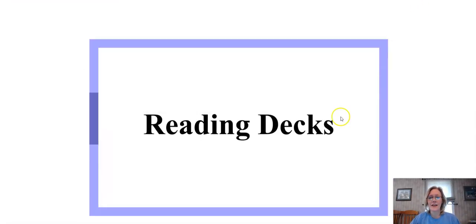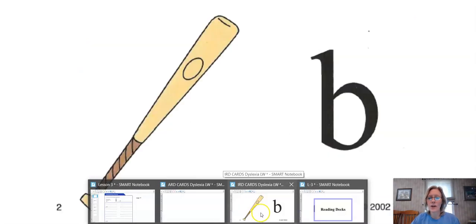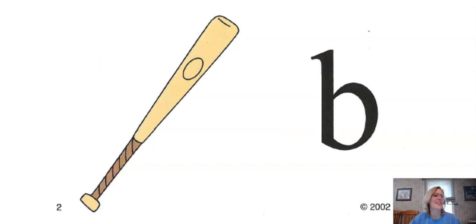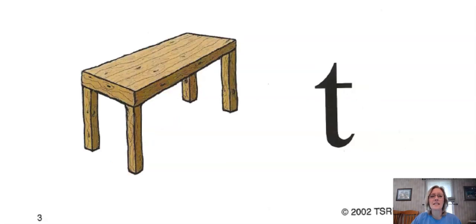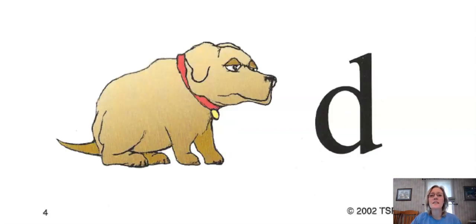Now, let's pick up our keyword and picture cards here. Okay, on these we say the name of the keyword and then we give the letter's sound. So here we go. Bat, B. Table, T. Pig, P. Dog, D. Nice work. And remember, we don't put the uh after the sounds on our letters.